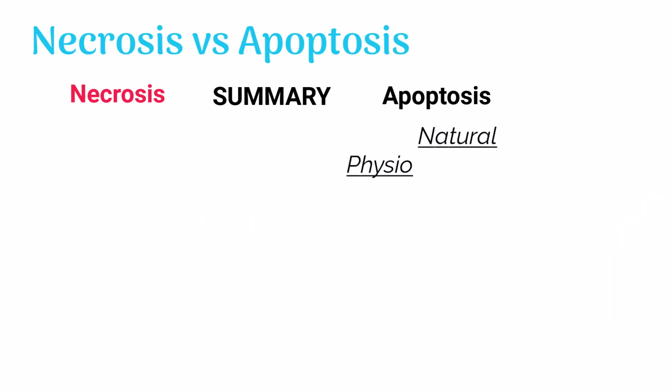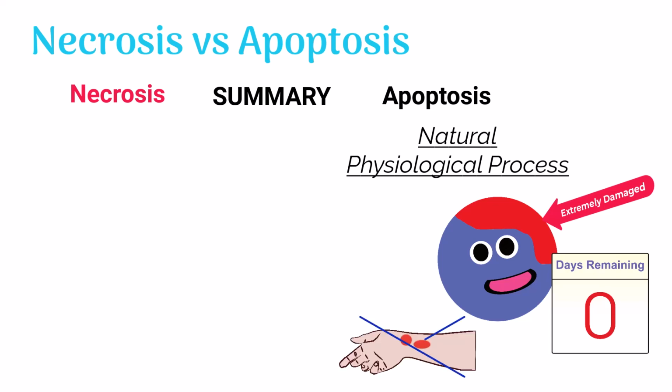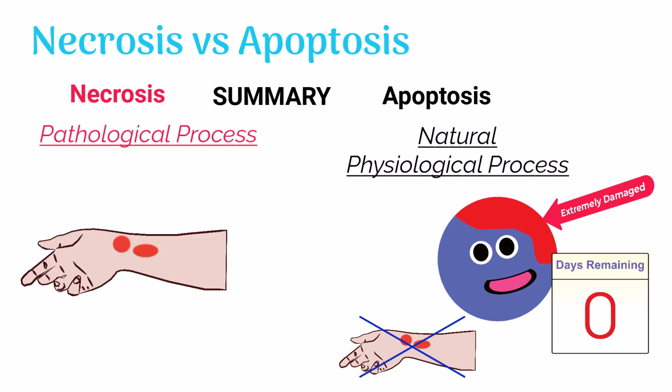Apoptosis is a natural physiological process of our body. It starts when the cell is extremely damaged or has finished the duration of its life. It does not cause inflammation or tissue damage. Necrosis, on the other side, is a pathological process and it causes swelling and tissue damage.